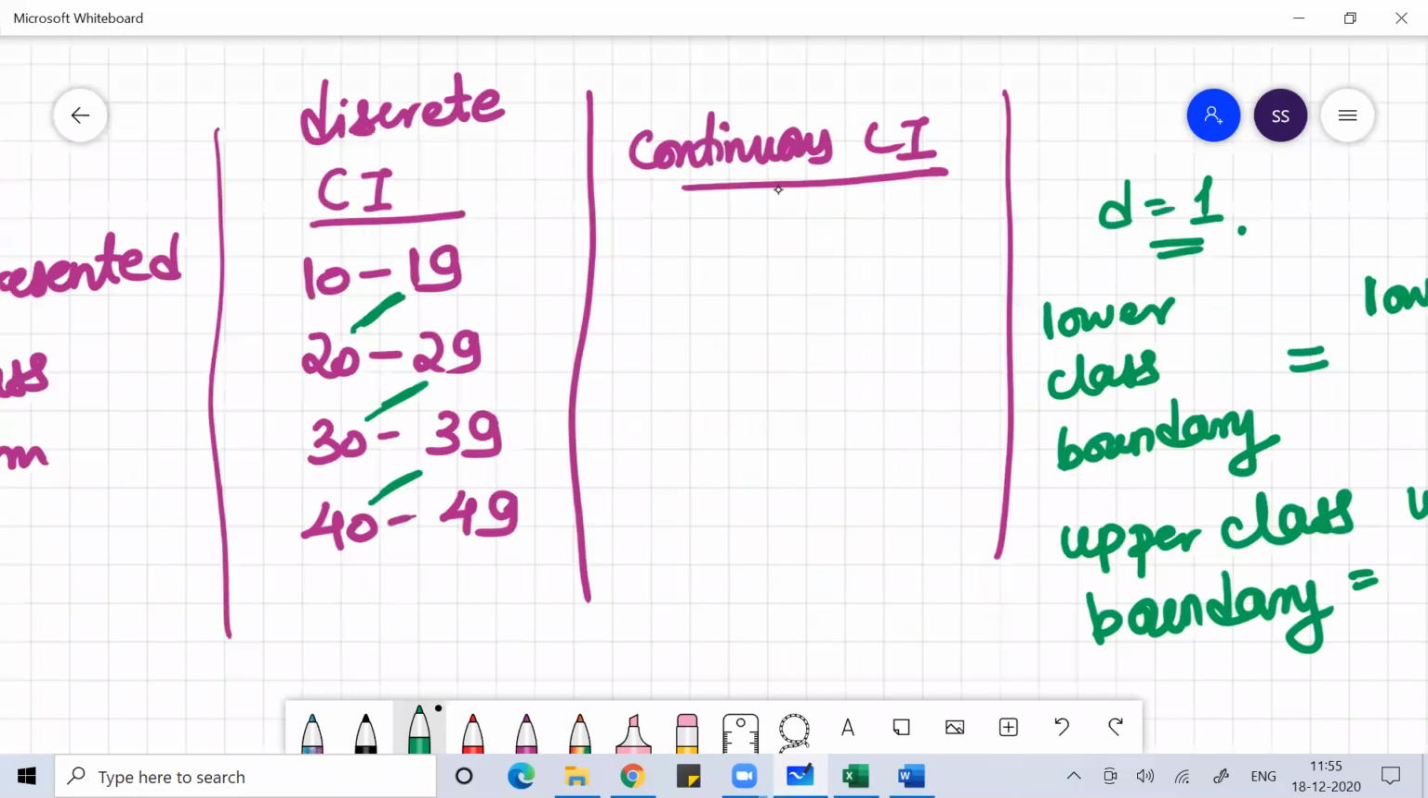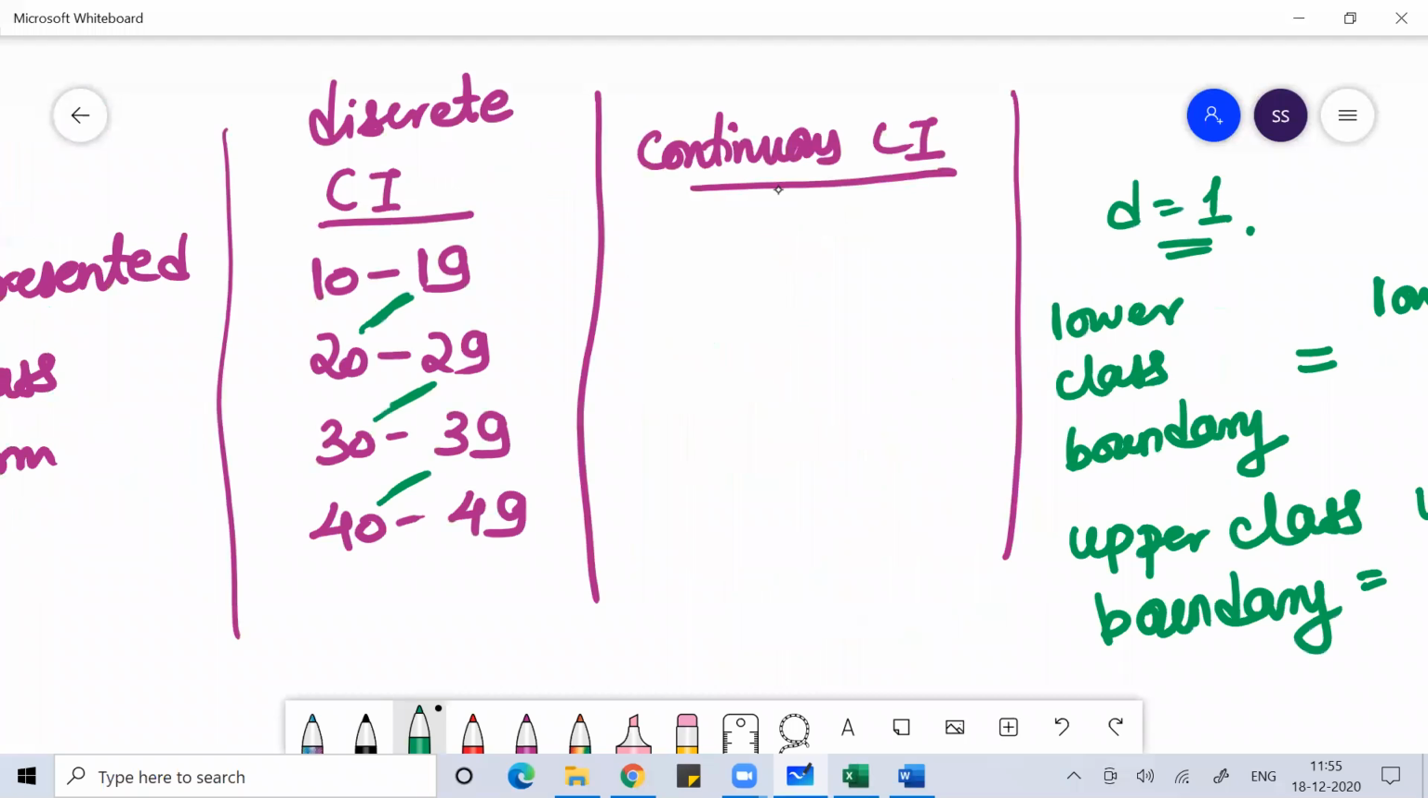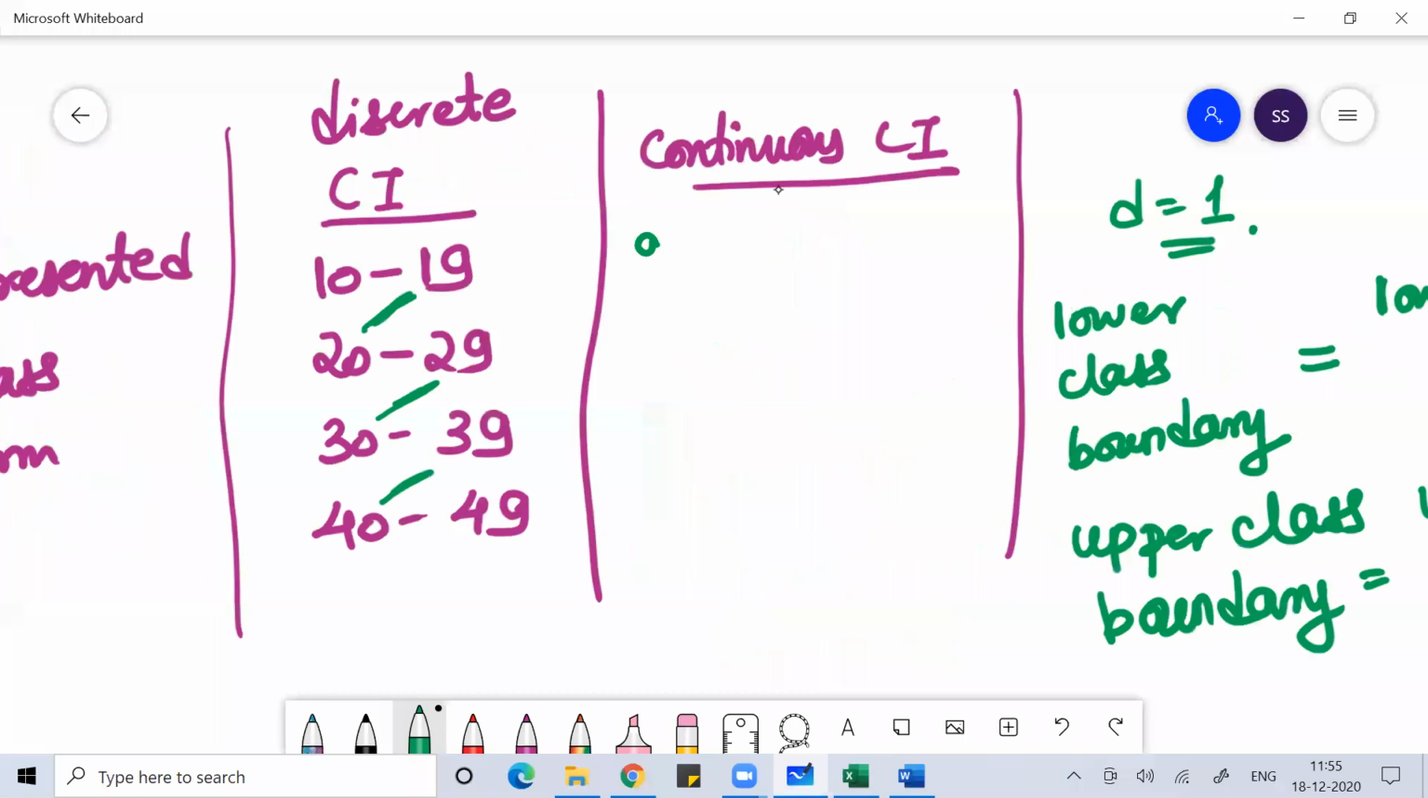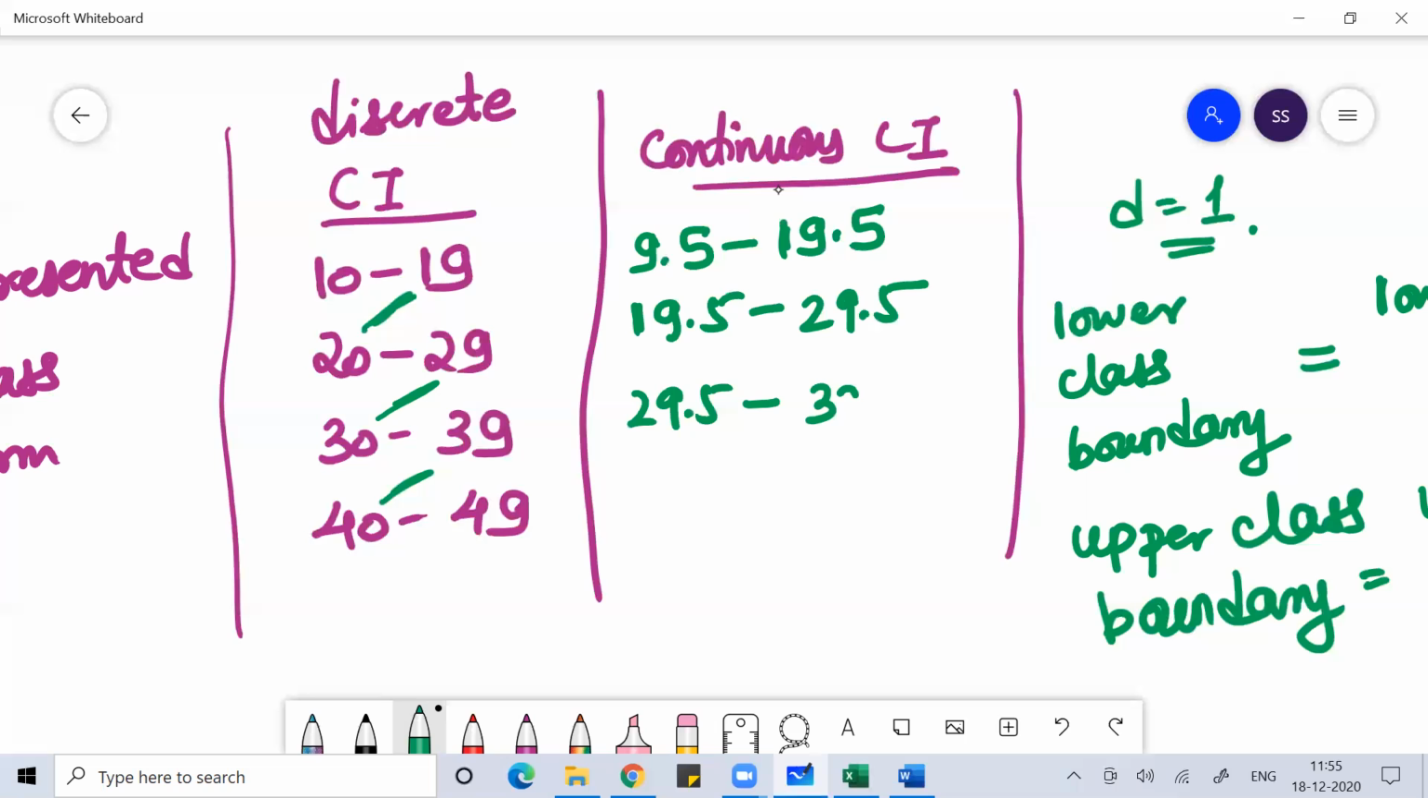You have to do this. So the difference is 1, so 1 divided by 2, that is 0.5. Subtract 0.5 from the lower limit and add 0.5 to the upper limit. In this way you make it continuous.